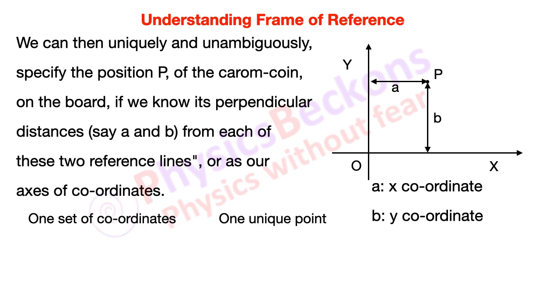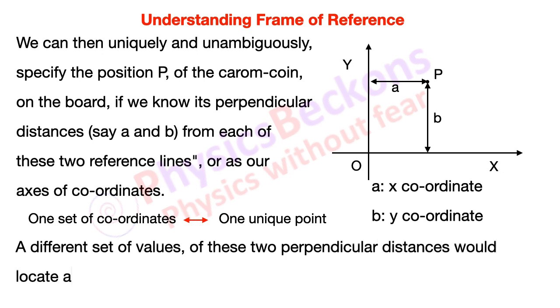One set of coordinates defines one unique point. So if you have a set of coordinates, you will get one unique point. If you have one unique point, you will get one set of coordinates. A different set of values of these two perpendicular distances would locate a different point on the board.